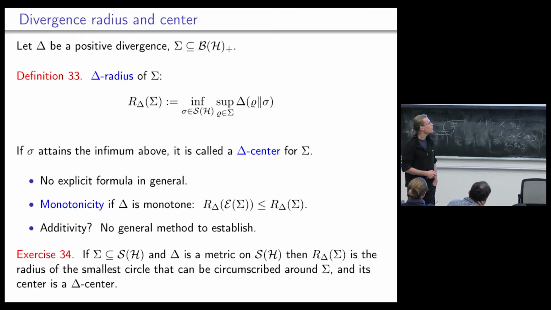No, so this B of H plus is just all the positive semi-definite operators. That's all the states. So we can take general positive semi-definite operators here, but we are optimizing over states only. Yeah, density operators. Sorry, state and density operator is the same in my terminology. Are there any properties you want for the set sigma? They are usually going to be the image of a channel.